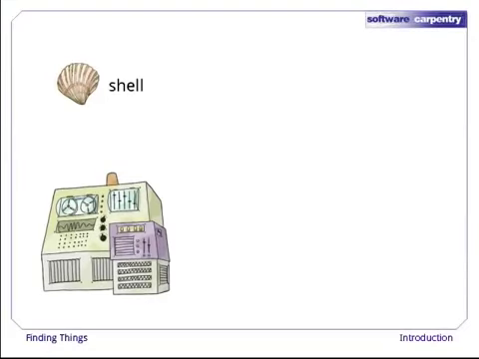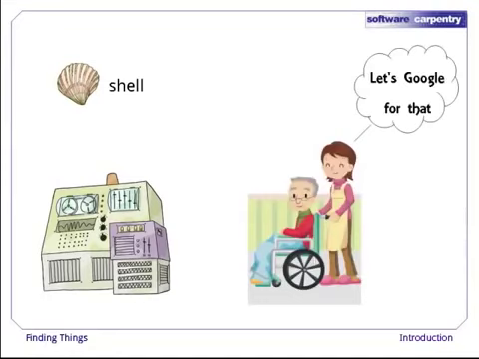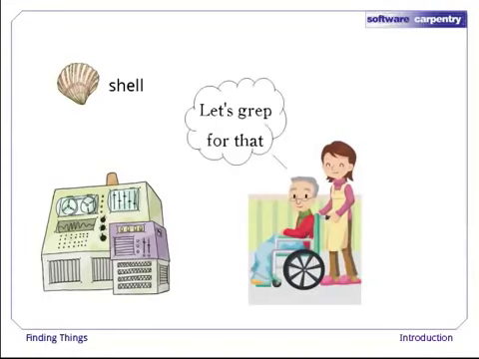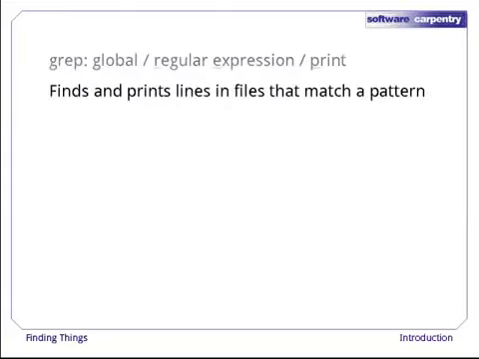Listening to how people talk about search, you can often guess their age. Just as young people use Google as a verb, crusty old Unix programmers use the word grep. Grep is a contraction of global regular expression print, which was a common sequence of operations in early Unix text editors. What the grep program does is find and print lines in files that match a pattern.